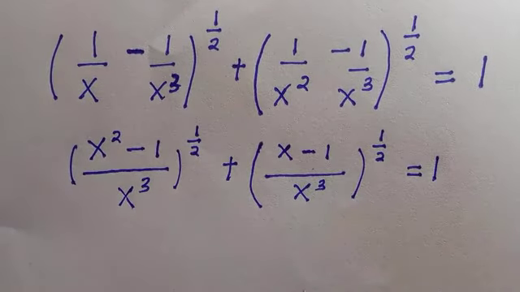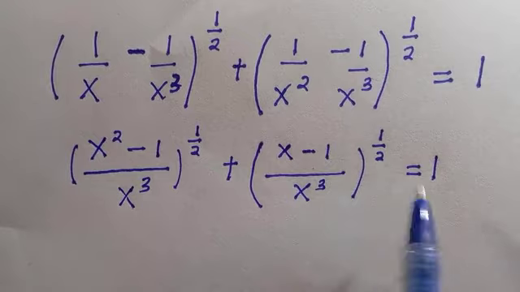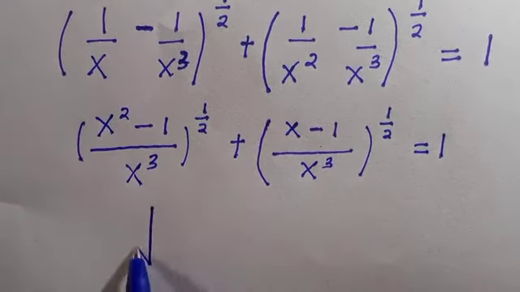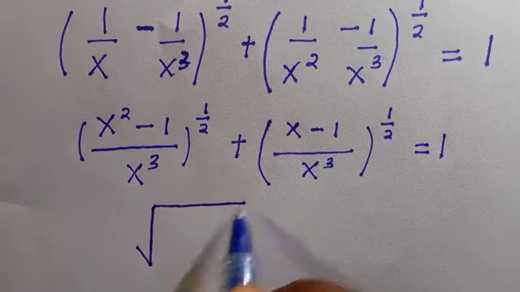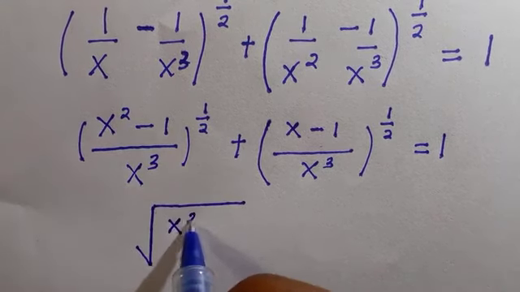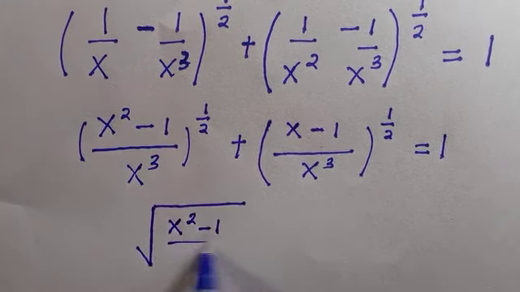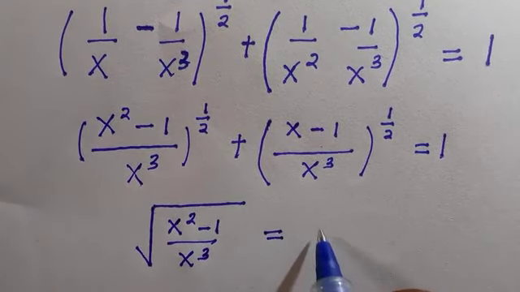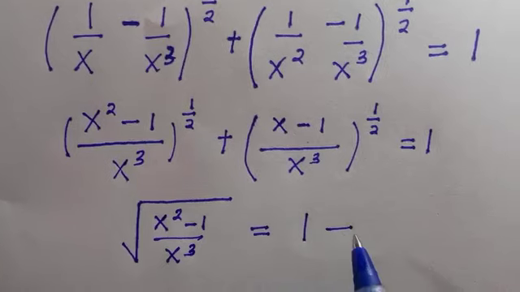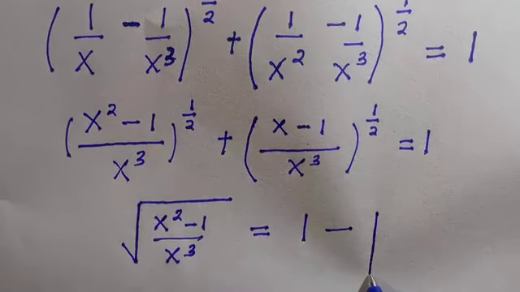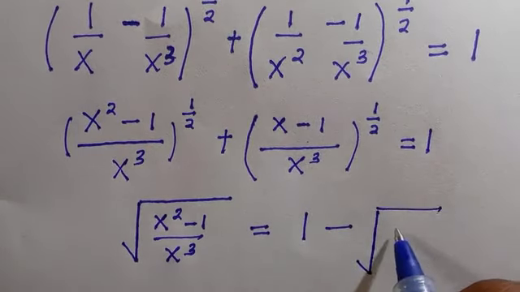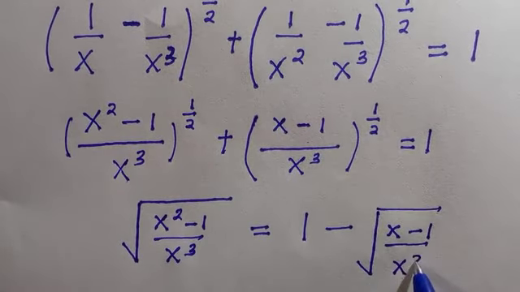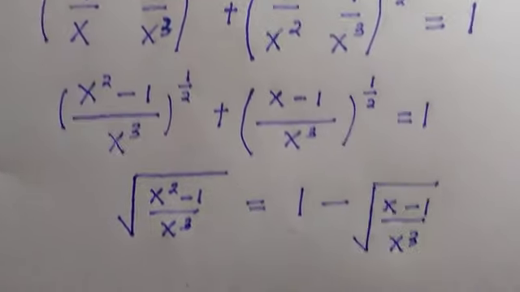The next thing to do here is I want to transfer this to the other side. Then the half power is just like the root. Then we have this as the root of x squared minus 1 divided by x raised to power 3 equals 1 minus, again we still apply the root as the power of half, which is the root of x minus 1 divided by x raised to power 3.